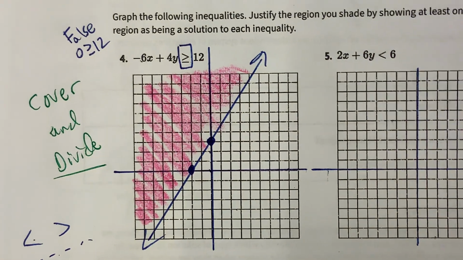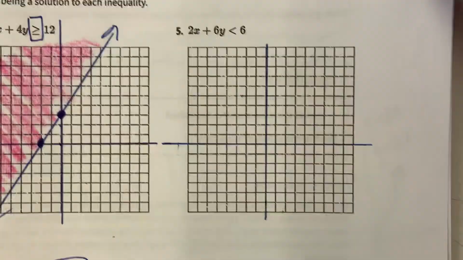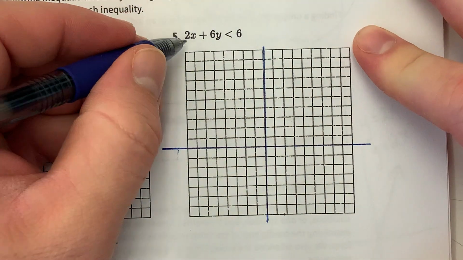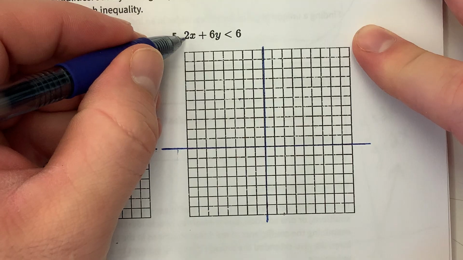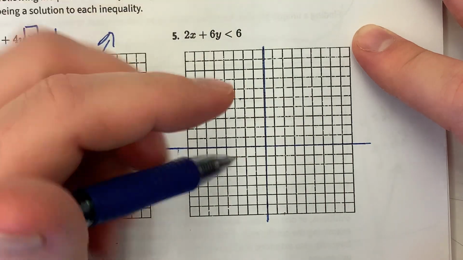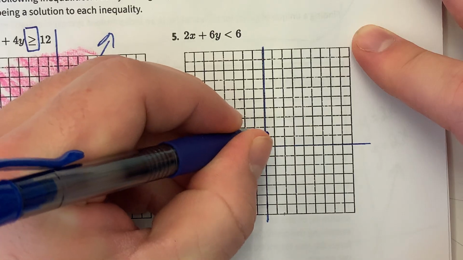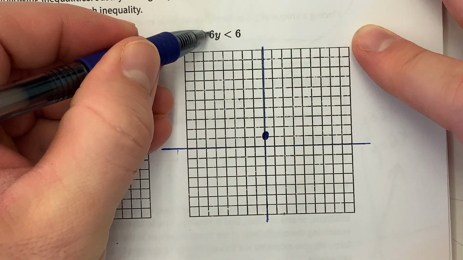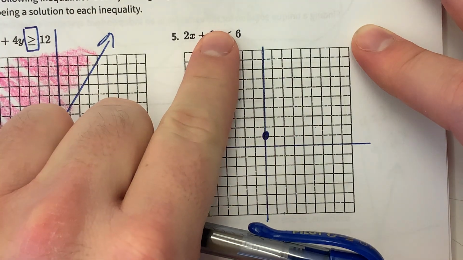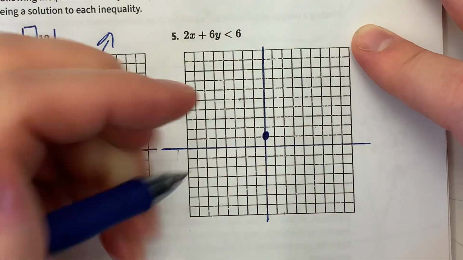If you'd like to try the next one on your own, right now, go ahead and pause. All right, let's do this. All right, so we're going to cover and divide. 6 divided by 6 is 1. So you go to 1 on the y. 6 divided by 6, y is 1. Next, you cover this one. 6 divided by 2 is 3, so you go to x is 3.